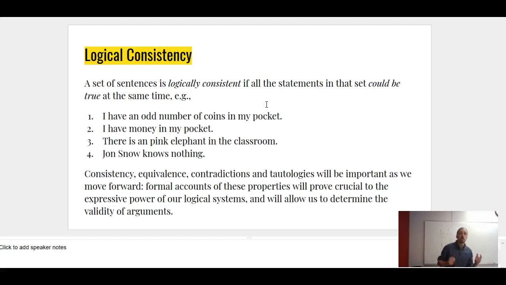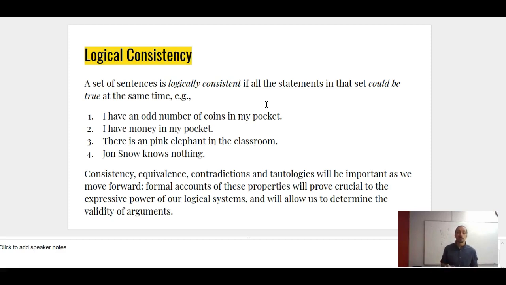A set of sentences is logically consistent if all the sentences in that set could be true at the same time. So: I have an odd number of coins in my pocket. I have money in my pocket. There's a pink elephant in the classroom, and Jon Snow knows nothing. These things could be true. There could be a pink elephant. There isn't, but there could be. In the sense that these are very weak conditions. A set of sentences is consistent roughly if they don't contradict each other. So consistency, equivalence, contradiction, tautologies, these are going to be the important features of sentences and sets of sentences as we move forward.